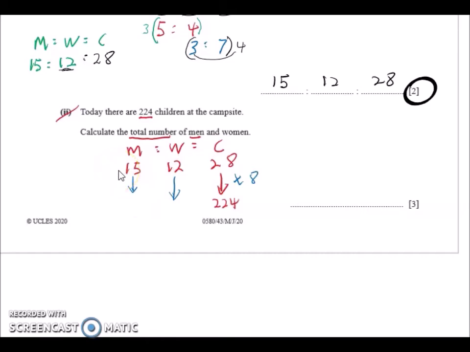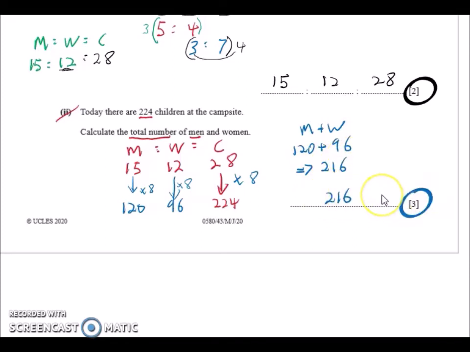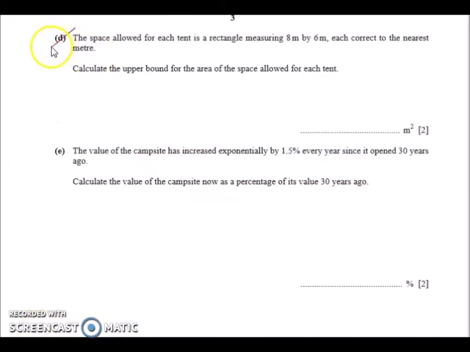So 15 multiplied by 8, you are getting 120. And 12 multiplied by 8, we got 96. So man plus woman, you get 120 plus 96, and here we are getting the answer 216. Okay, so this is a 3 marks question. Okay, we go to the next question, question 1D.